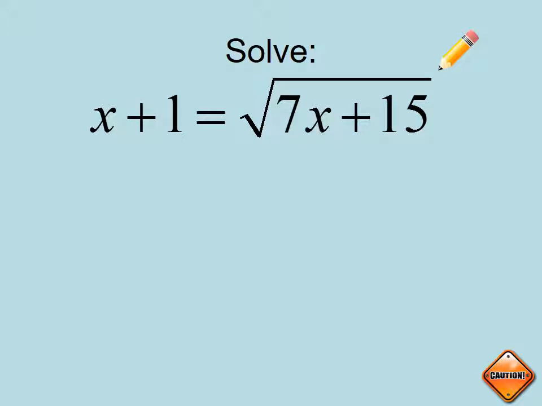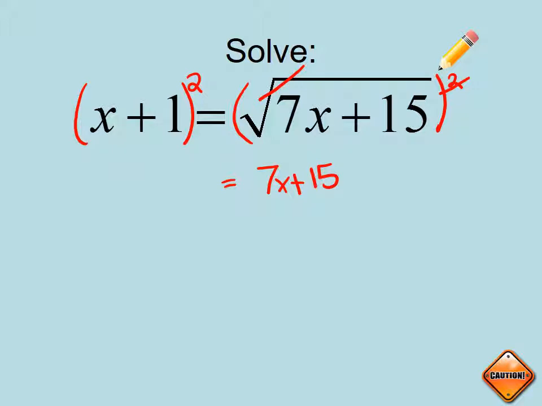Let's take a look at this example. I need to get rid of that square root to start off with. So in order to do that, I need to square both sides. I have to square the whole side. On the right side, that leaves me with 7x plus 15. But on the left side, take caution, you're squaring the whole thing. Therefore, that means I have x plus 1 twice. Watch out for those in your homework and on your assessments.